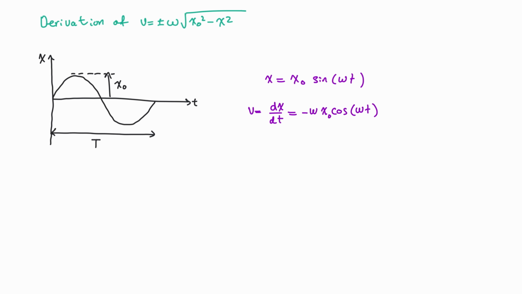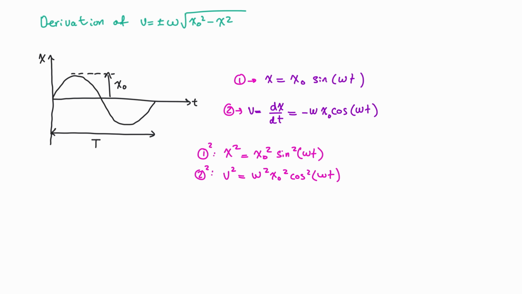Now the question is, how do we get from these two to this? It's very, very clever math that's being used here. So I'm going to square the first function here. So that's equation 1 squared, and I will get x squared is equal to the amplitude squared sine squared omega t. I'm also going to square the second function here, so equation 2 squared, which will give me v squared is equal to omega squared amplitude squared cosine squared of omega t.